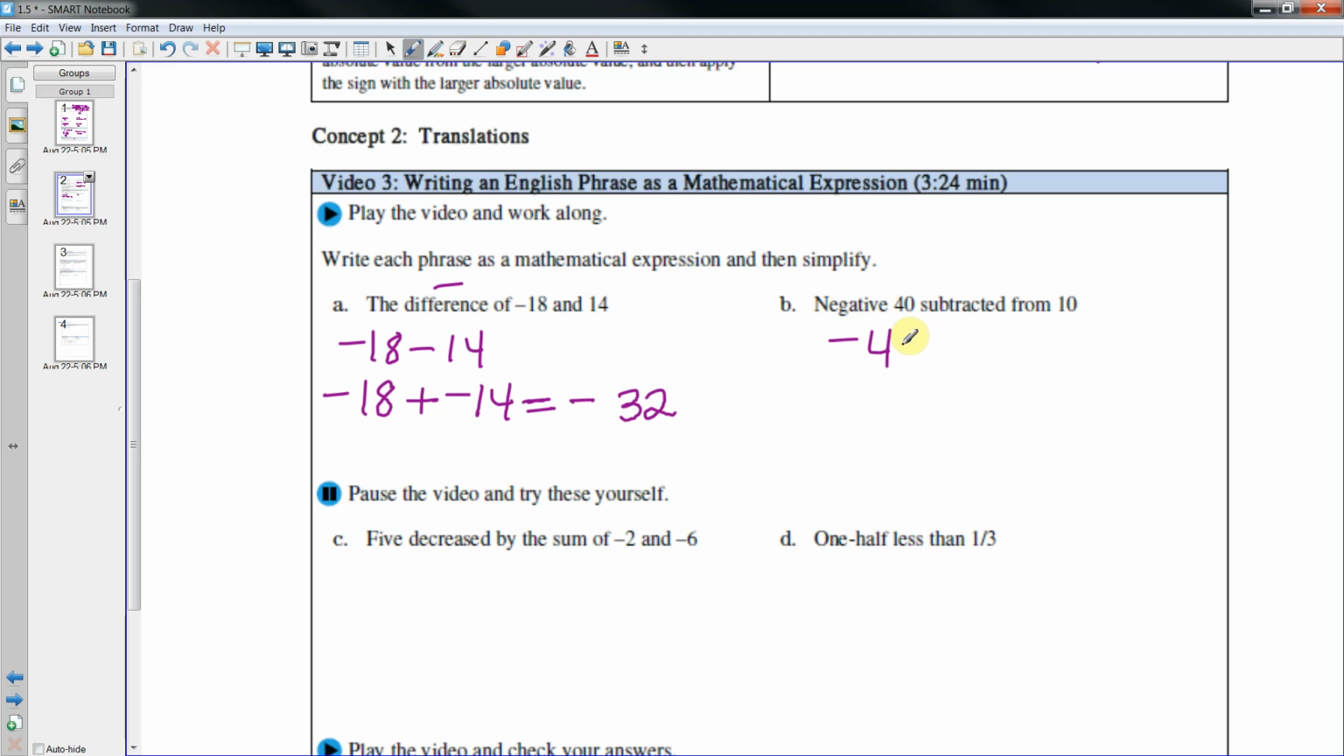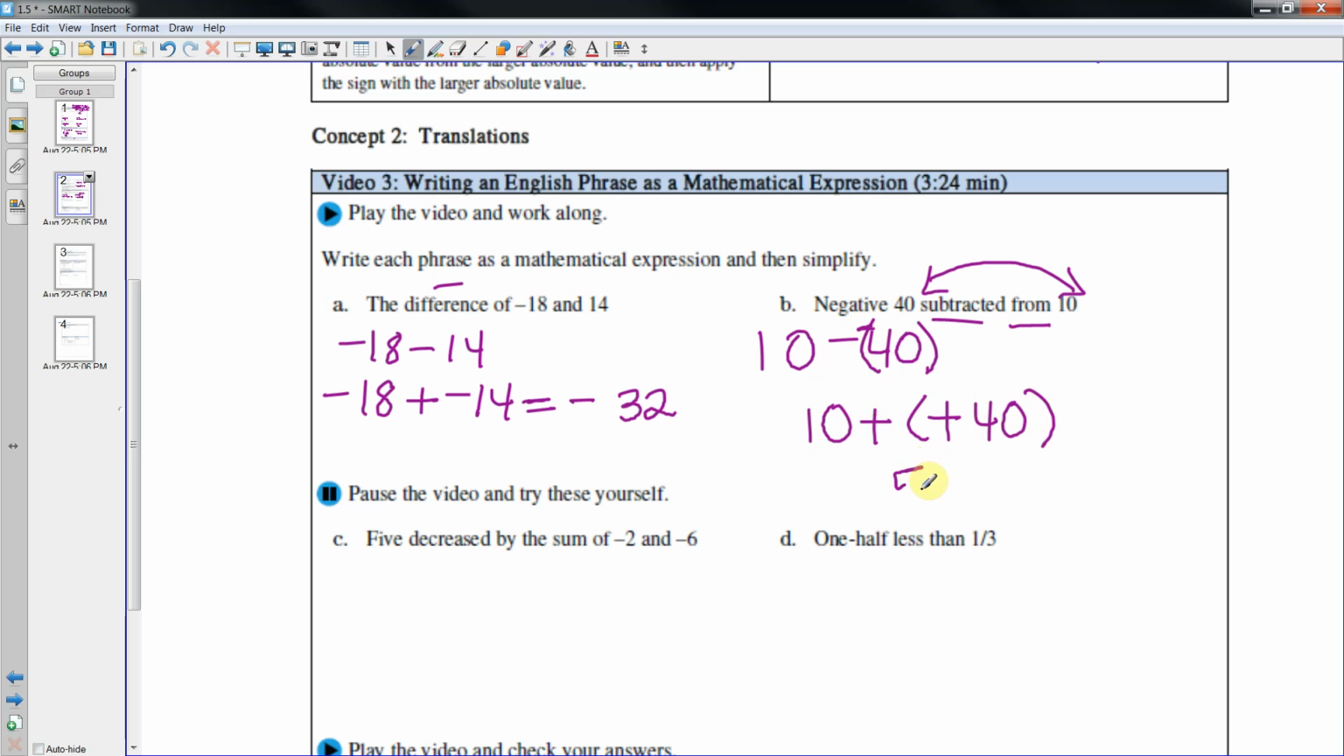Negative 40, subtracted from 10. Since it's subtracted from, I need to change the order, because subtracted from means to change the order. So 10 minus 40, and it's going to be minus a negative 40. Let me rewrite that. 10 minus a negative 40. So that ends up being 10 plus a positive 40, which gives me 50.